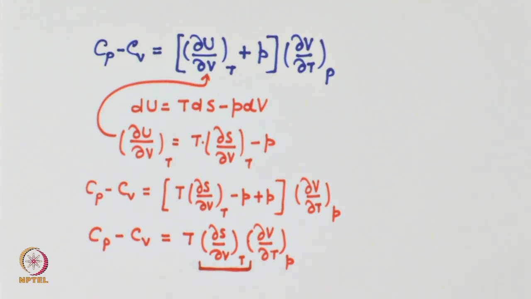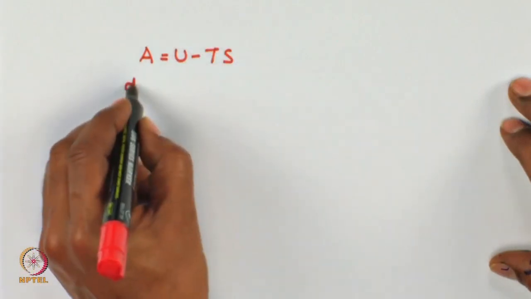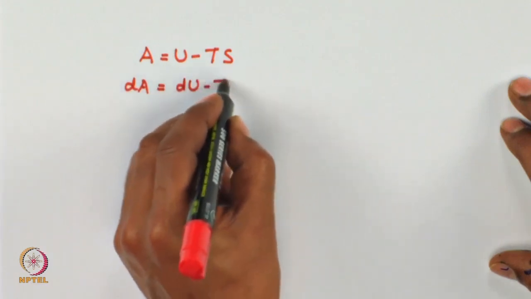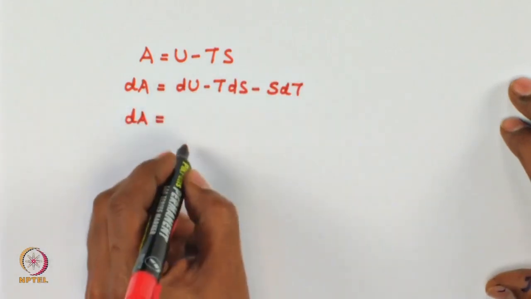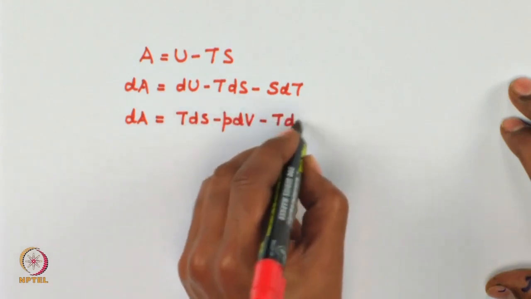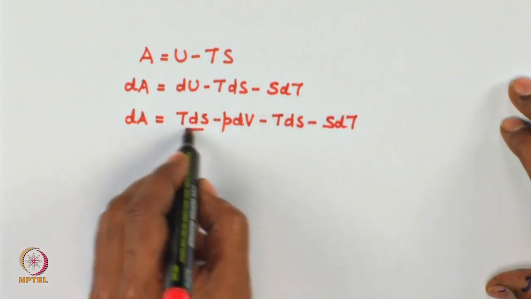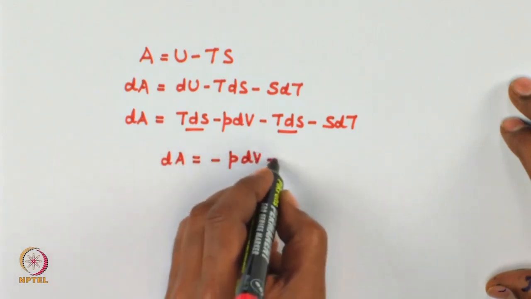And here we will use one of those Maxwell relations. What are those Maxwell relations? We have discussed earlier. You remember that if you start with A, A is equal to U minus T S, and dA is equal to, this we have discussed earlier many times, dU minus T dS minus S dT. Instead of dU, if I write dU is equal to T dS minus P dV, this is dU minus T dS minus S dT. This and this get cancelled. So, what I have is dA is equal to minus P dV minus S dT.